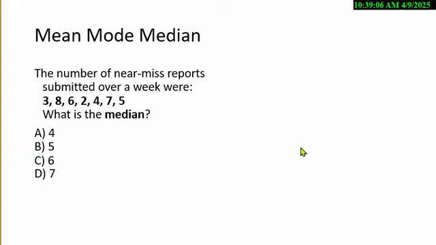All right, now we got to do the median. Well, that's the middle. It's always going to be an odd number of data. So the number of near miss reports, we had 3 near misses, 8, 6, everything else. So the first thing we got to do is put this in order from 2 to 8. And what is the middle number? So what do we got, you think?